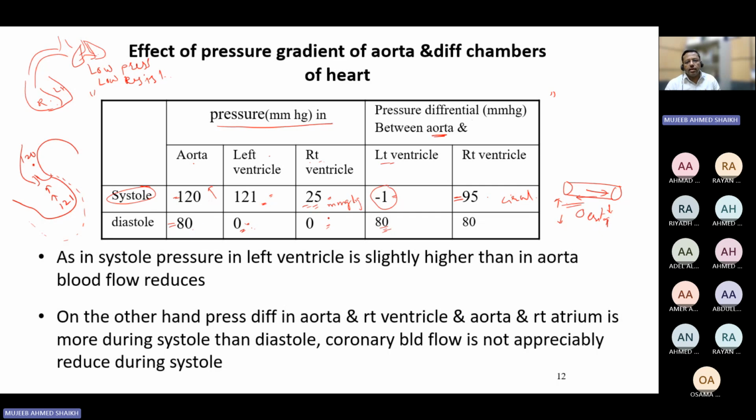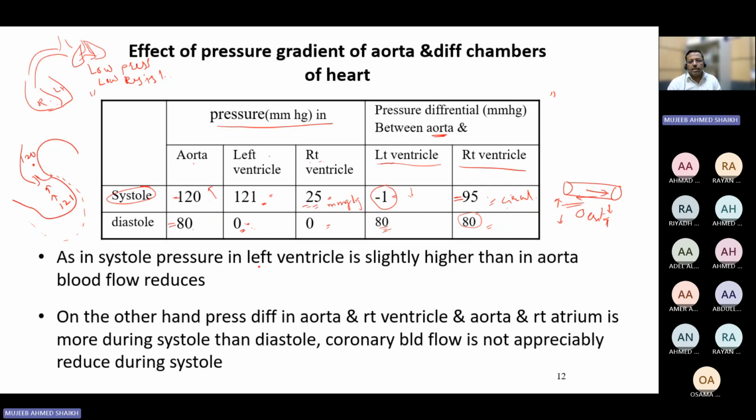Similarly, the right ventricle is also 0. So it is 80. So during diastole, there is no problem. During systole also, there is no problem because there is some pressure difference, and that's why there will be circulation on the right side, whereas the left ventricle will reduce the blood flow to a negligible amount during systole. So this table shows you the pressure difference and the flow.